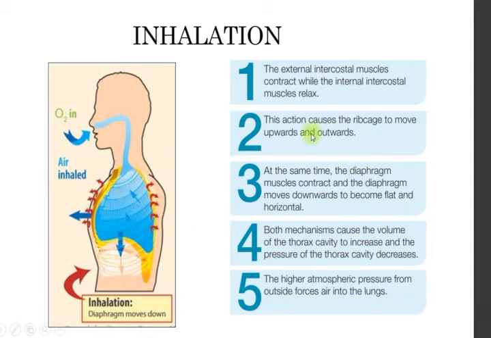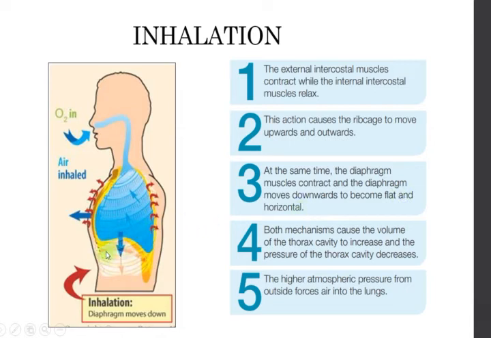So this causes the rib cage to move upwards and outwards. The rib cage will move up and slightly outwards. At the same time, the diaphragm muscle contracts and the diaphragm moves downwards to become flat and horizontal.